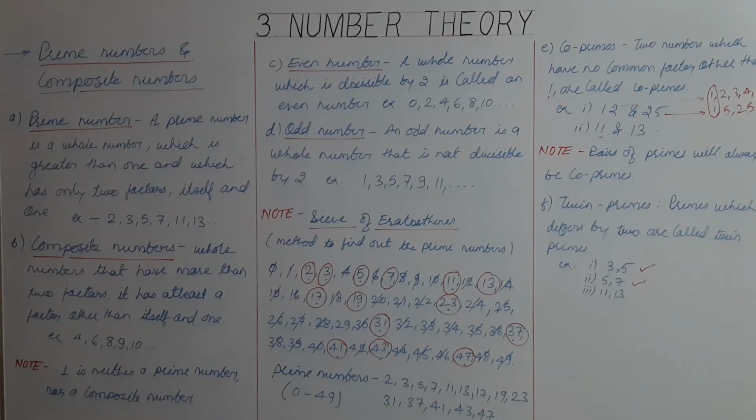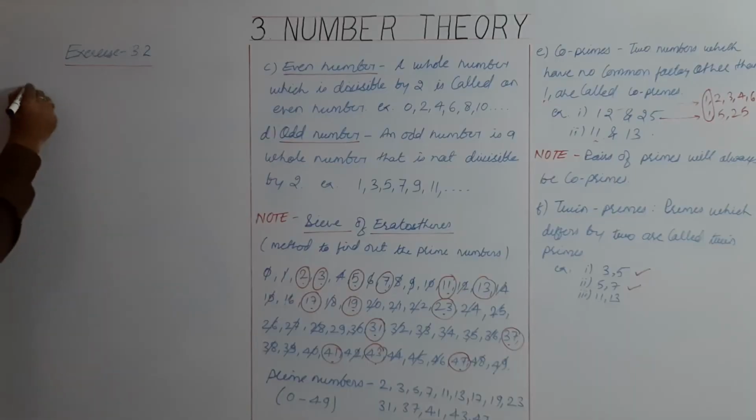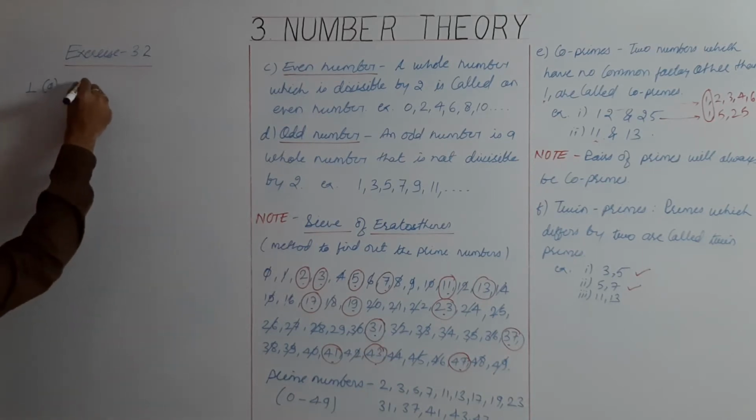Now we will solve the second exercise, exercise 3.2. First question. Answer the following. First part. Is there any number having no factor at all? So the answer is no. Every natural number will have at least two factors, that number and 1. So the answer is no.